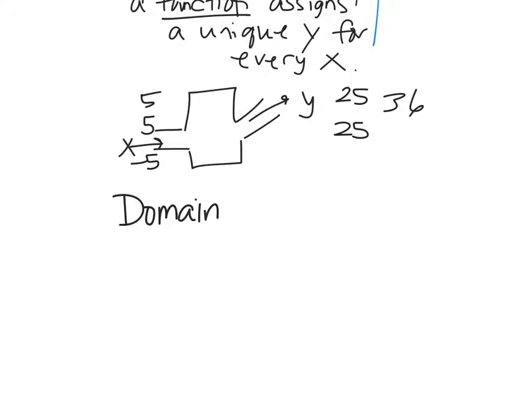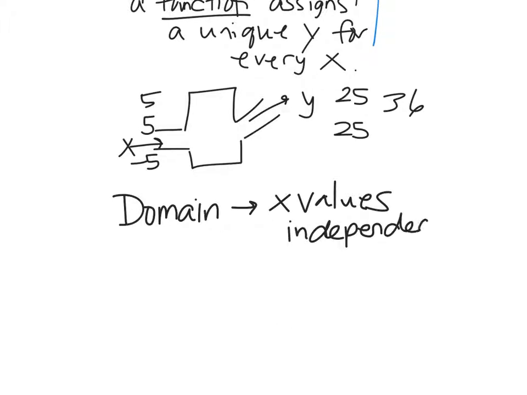So domain is going to be all of the x values of a function. These are the independent values. For example, if I was going to make a t-chart, I can choose whatever I want for x. Those are my independent numbers. But when I plug them in, the y's will depend on whatever the x's are. So the range are the y values, which are dependent.